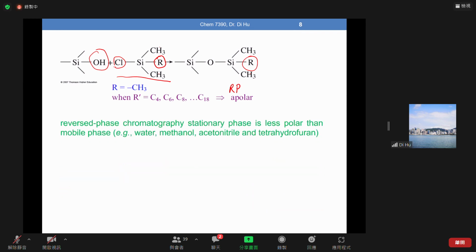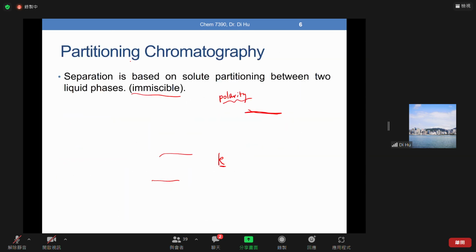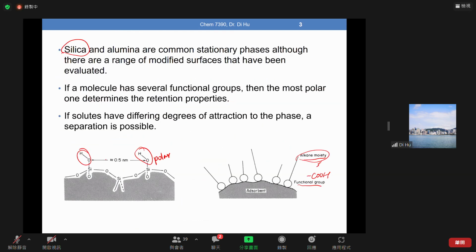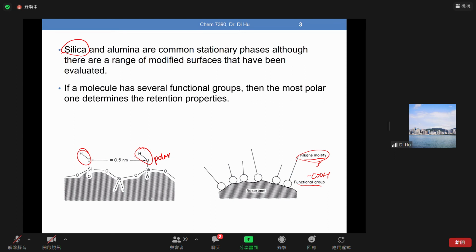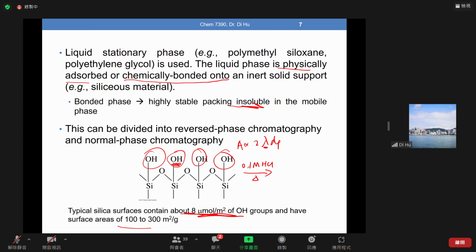A reverse phase stationary phase is less polar than the mobile phase. In the mobile phase for reverse phase chromatography, we're using water, methanol, acetonitrile, THF, and so on. Now, when you are doing this chemical bonding, remember, there's a reason I showed this picture. You see that? The distance between the two silanol groups is just 0.2 nanometer. It's not really a very wide distance between these two, see?